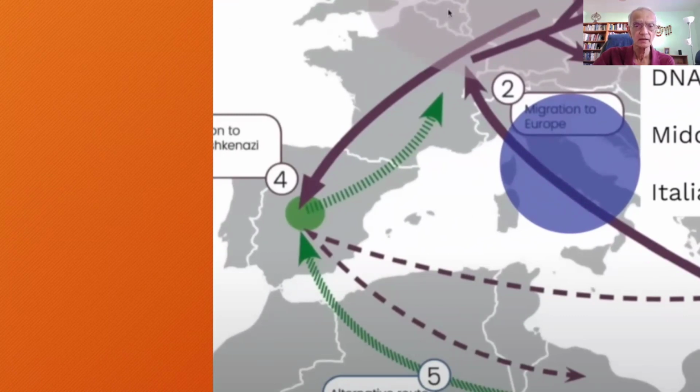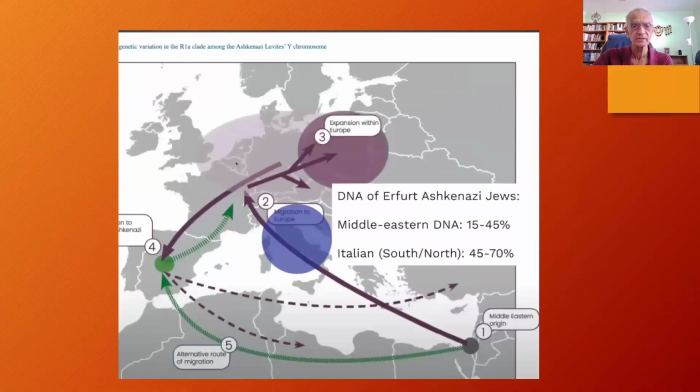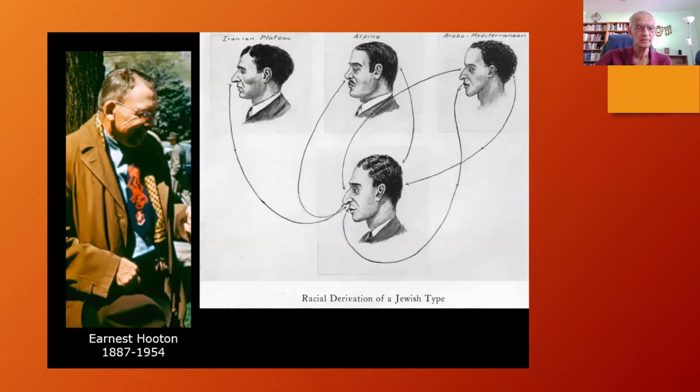This is the DNA component analysis that was done, and you can see from this slide that it is Middle Eastern 15 to 45%, Italian 45 to 70%. Obviously that's European, and the percentage may vary, and the rest is from elsewhere in Europe. So this is some of the more recent data that I just stumbled upon in this lecture, and I just thought it might be of interest.